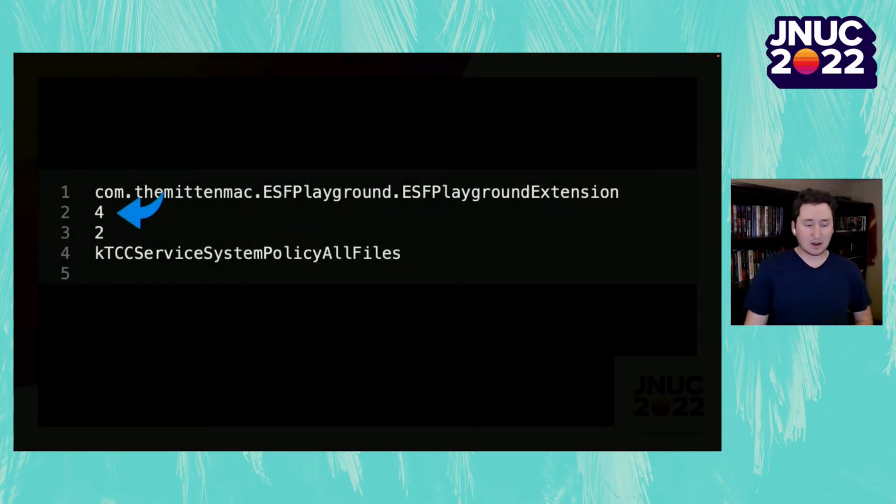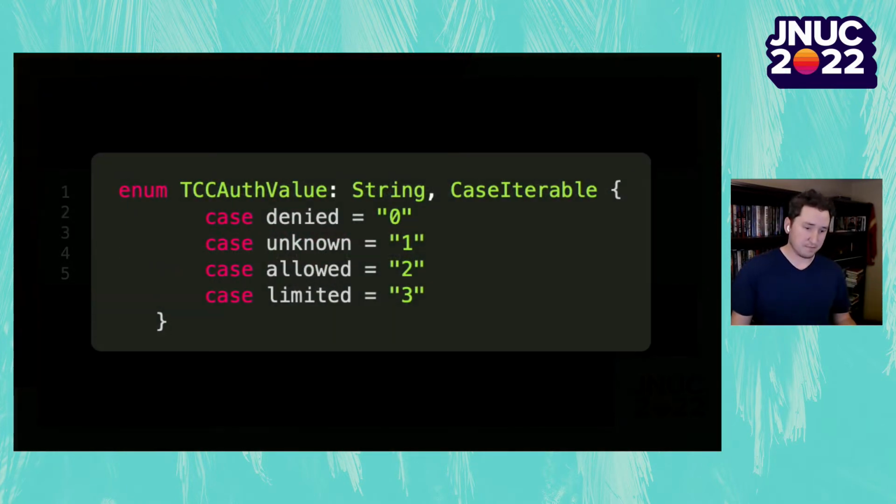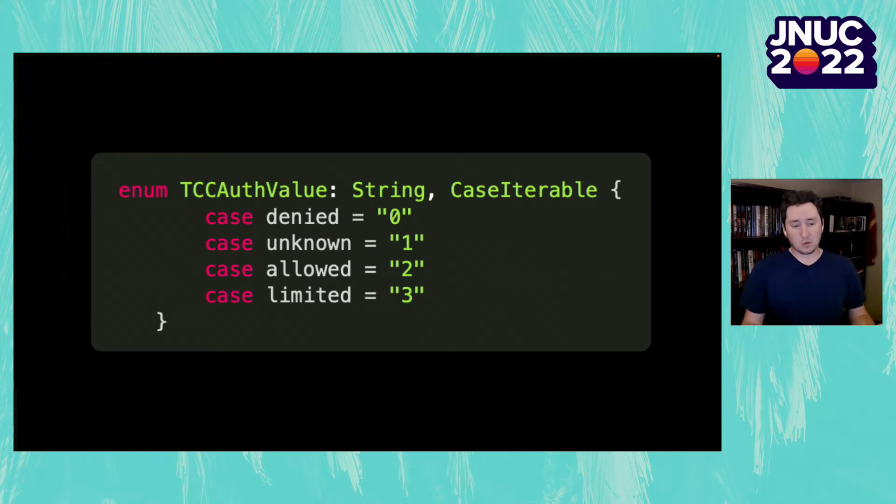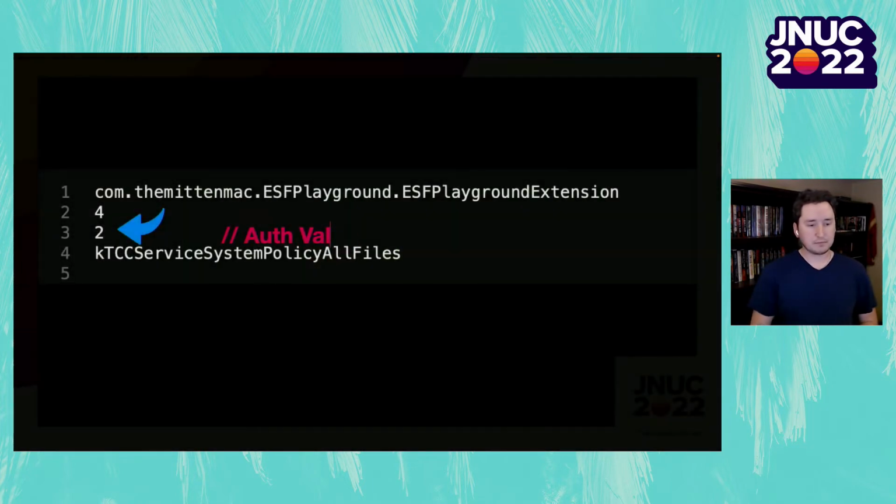Following that, we have the auth value, which in this case is the number 2. So let's look at what those are. So we allowed this application, we can also deny it or limit it, or there's also an unknown option there as well. Last but definitely not least is the service.